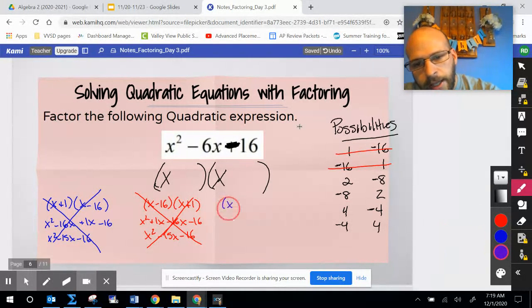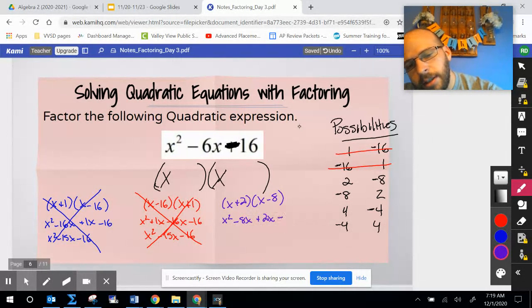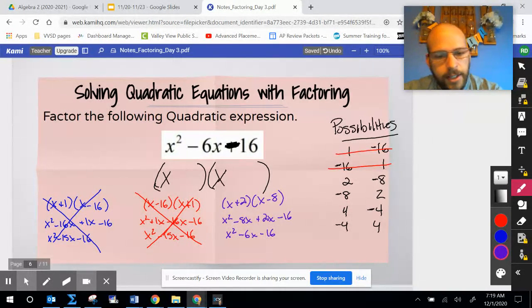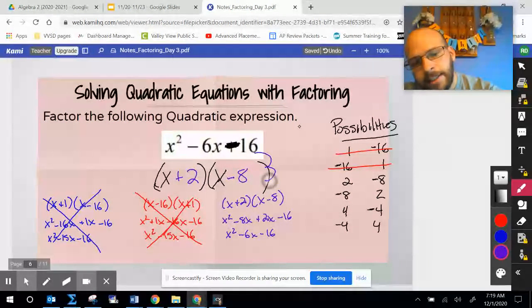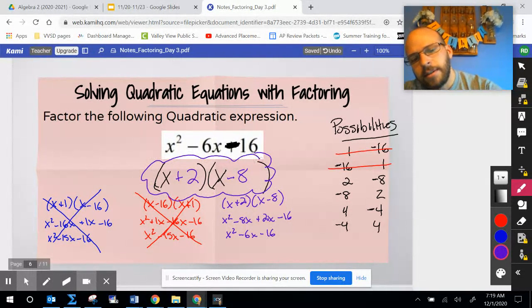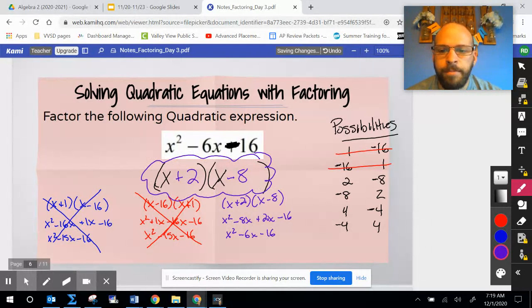If I have x plus 2, x minus 8, x times x is x squared, minus 8x, plus 2x, minus 16. If you combine your like terms, I get a negative 6 in the middle. Ladies and gentlemen, that is my answer. So my answer is x plus 2, x minus 8. That is my factored form.